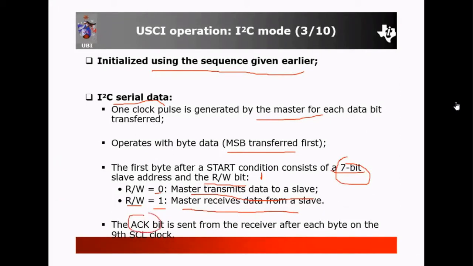One is the ACK bit. The ACK bit is sent from the receiver after each byte on the 9th SCL clock. See, 7 bits are address, 1 bit is read-write, so this is 8 bits. The 9th bit is the ACK bit, that is called the acknowledgement bit. So the acknowledgement bit acknowledges that the data has been transferred.